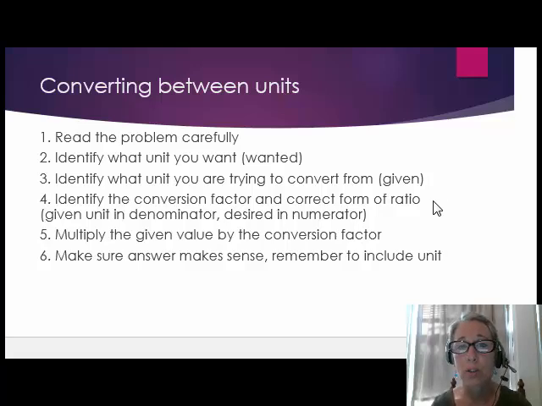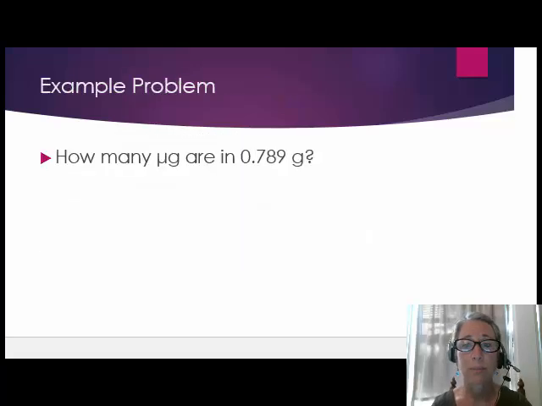4, identify the conversion factor and correct form of the ratio needed. The given unit is always in the denominator and the desired unit is always in the numerator. 5, multiply the given value, or what we are converting, by the conversion factor in ratio form. So that means we will multiply by the numerator and divide by the denominator. 6, make sure your answer makes sense and remember to include the unit in your final answer.